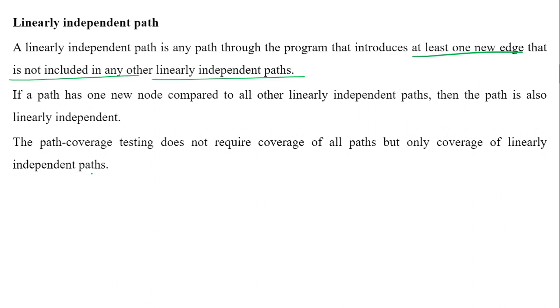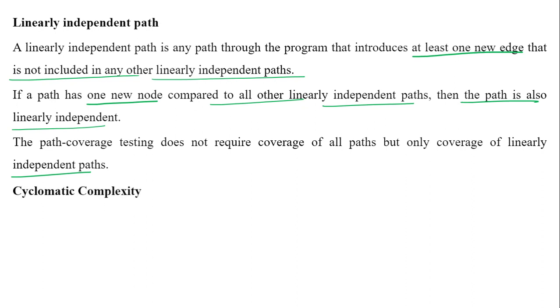linearly independent path. If a path has one new node compared to all other linearly independent paths, then the path is also linearly independent. Path coverage testing does not require coverage of all paths but only coverage of linearly independent paths. Meaning, if you have covered the linearly independent paths, then you don't have to cover all the paths. So why have we taken this? Because cyclomatic complexity helps us find the number of linearly independent paths. So I hope this is clear to everyone.